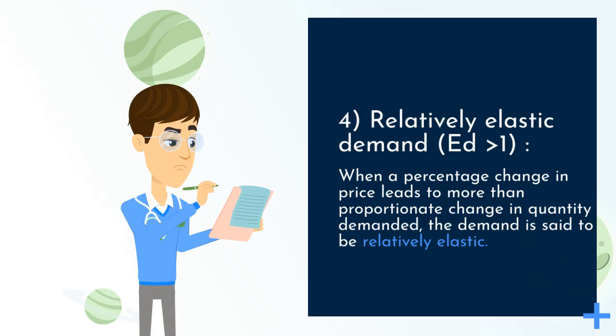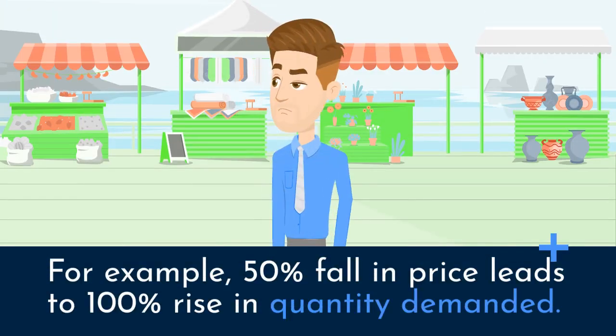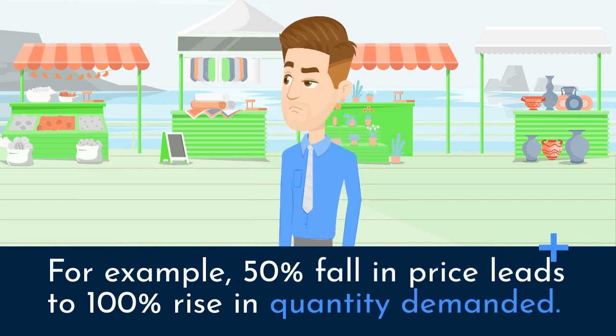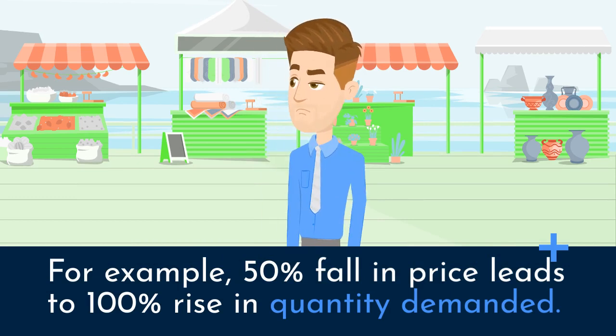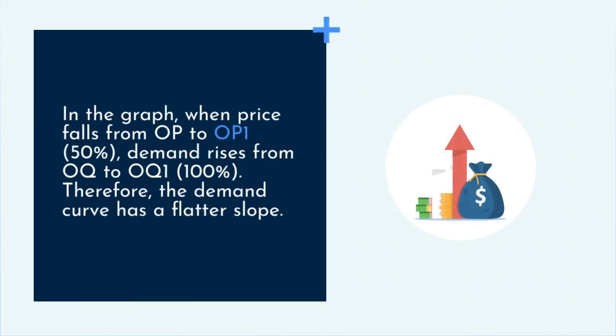4. Relatively elastic demand, ED greater than 1. When a percentage change in price leads to more than proportionate change in quantity demanded, the demand is said to be relatively elastic. For example, a 50% fall in price leads to a 100% rise in quantity demanded. In the graph, when price falls from OP to OP1, 50%, demand rises from OP to OP1, 100%. Therefore, the demand curve has a flatter slope.